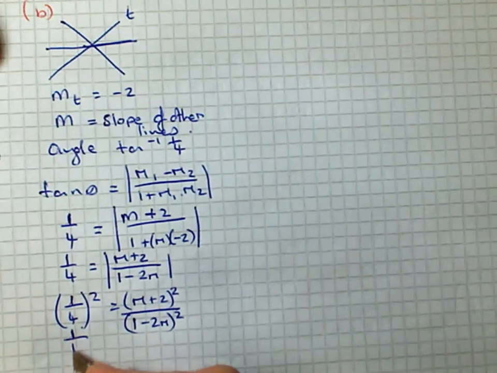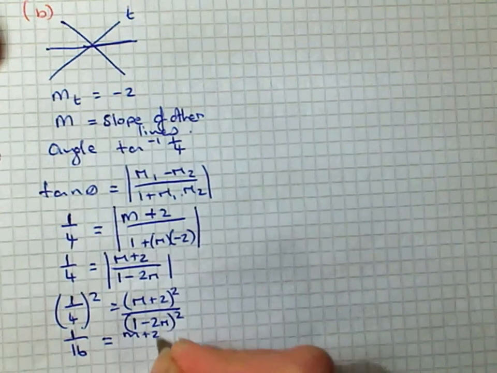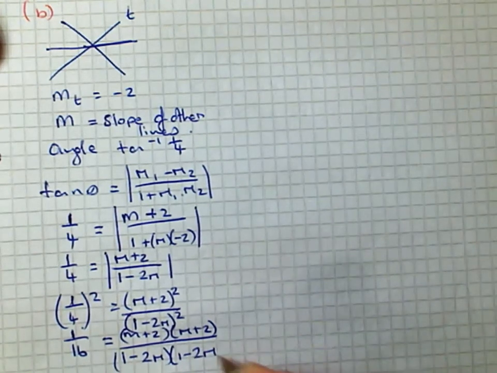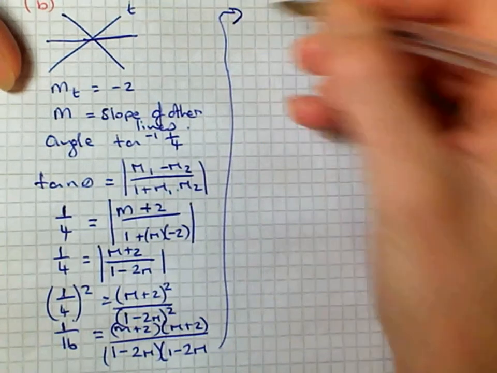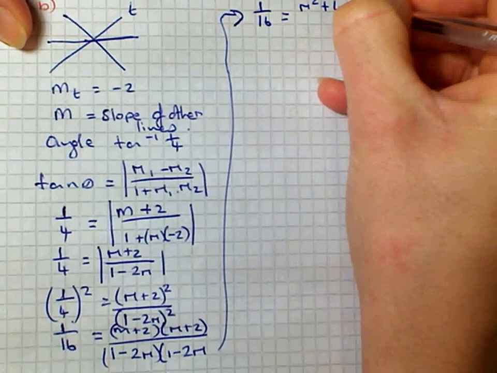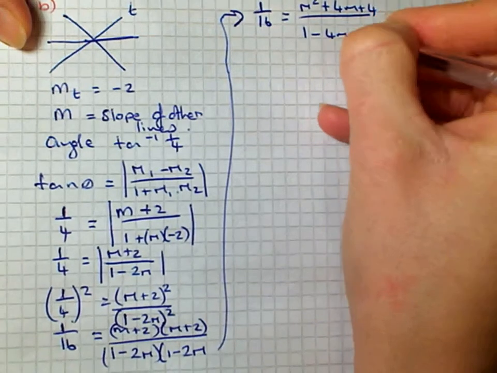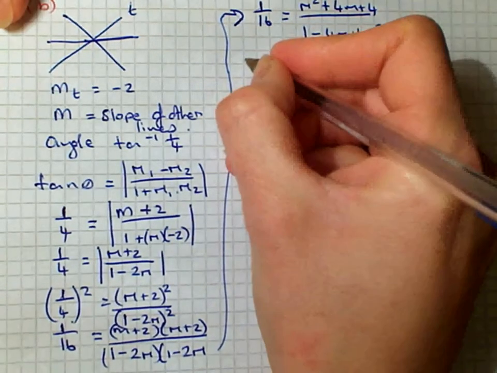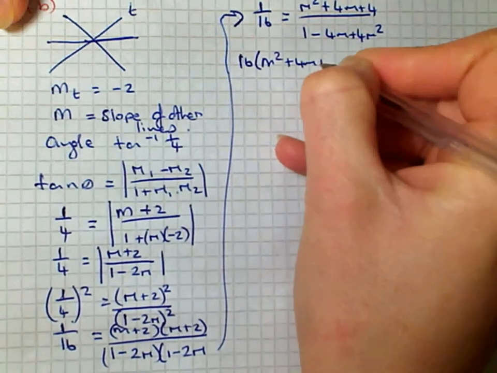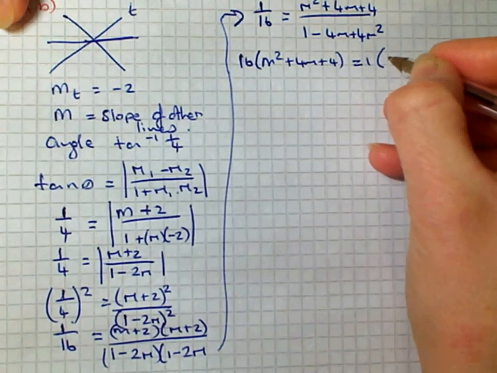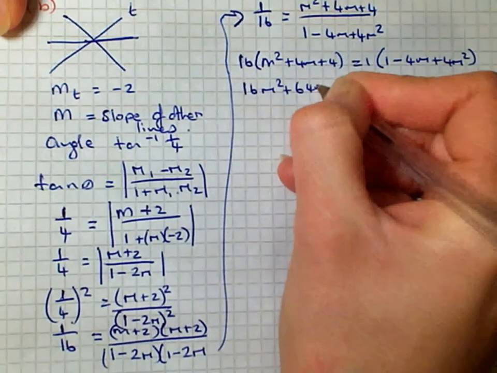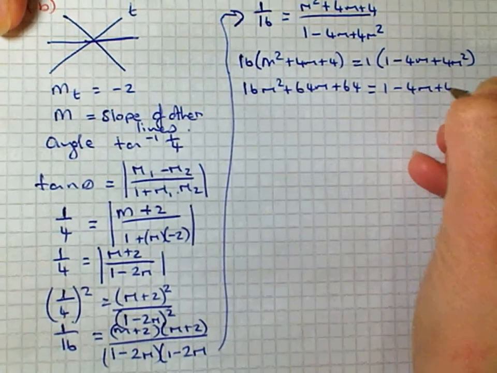So we get 1 over 16 is equal to m plus 2 by m plus 2 all over 1 minus 2m by 1 minus 2m. Moving back up, that's 1 over 16 is equal to m squared plus 4m plus 4 all over 1 minus 4m plus 4m squared. Now cross multiply, so we have 16 by m squared plus 4m plus 4 is equal to 1 by 1 minus 4m plus 4m squared. It's going to be 16m squared plus 64m plus 64 is equal to 1 minus 4m plus 4m squared.